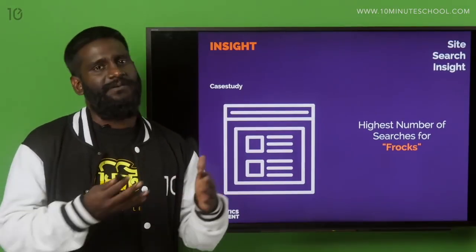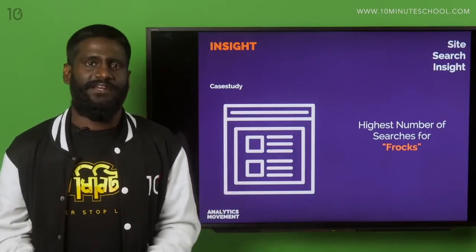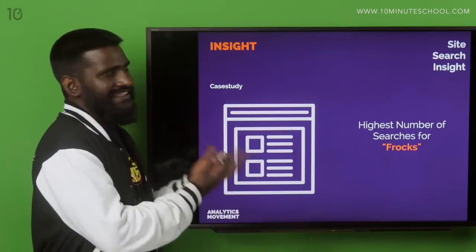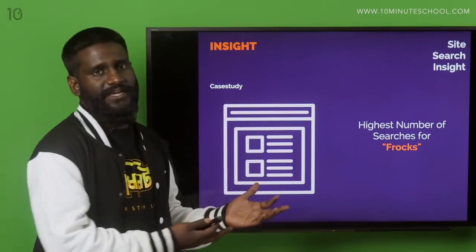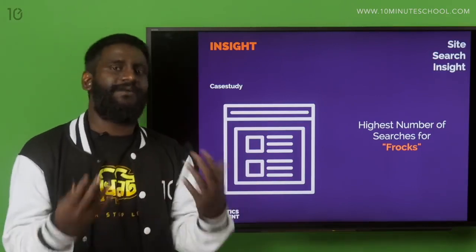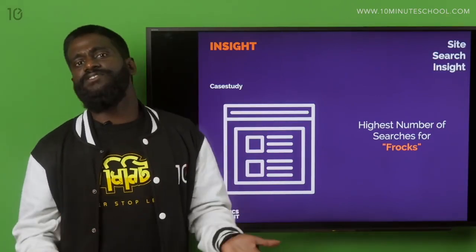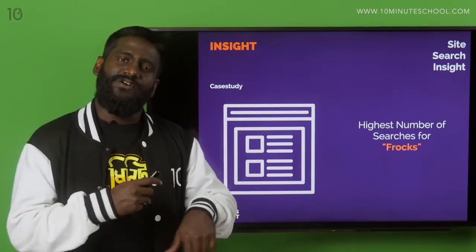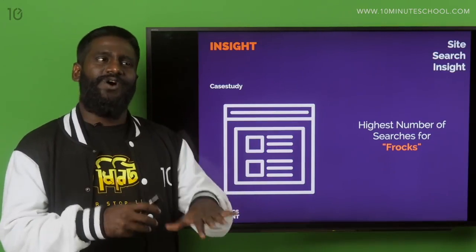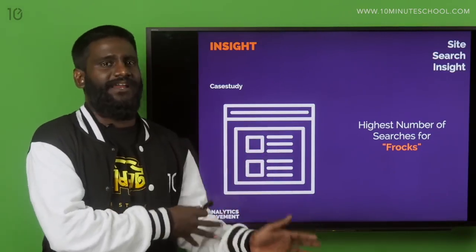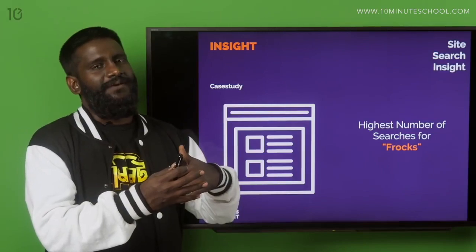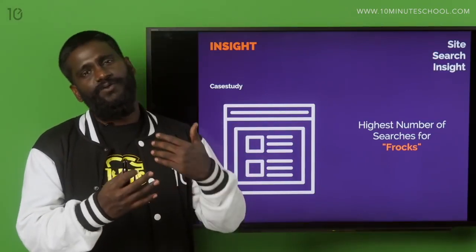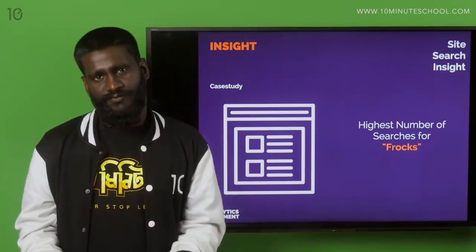Maybe people look for something that already exists, but it probably has a different name on your site. This is an example. When we looked at this apparel e-commerce site, people were searching for frocks. The highest number of searches was for frocks, but there was not even a mention of the word frocks. You know why? Because the word frocks is not necessarily used by people in Colombo. People who speak more fluent English use the word dresses, and people who are not very good at English use the word frocks.